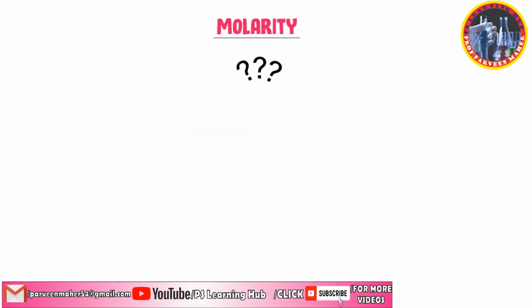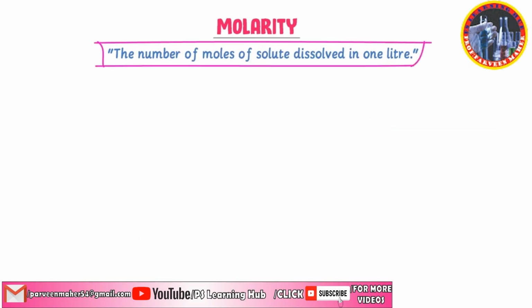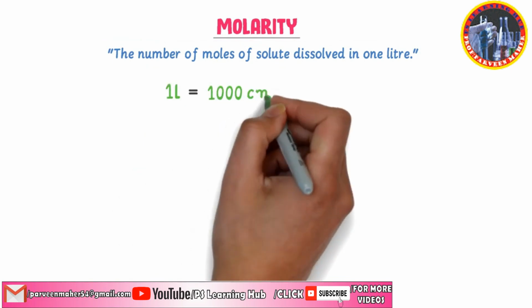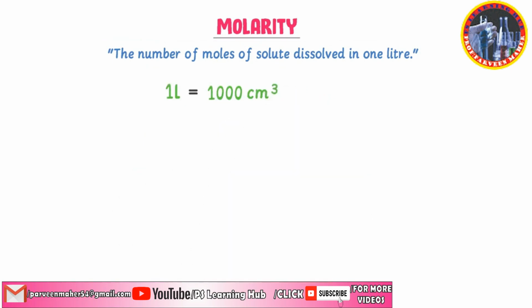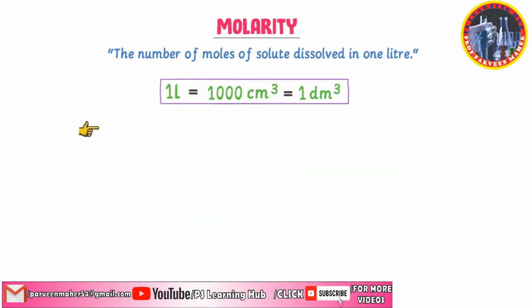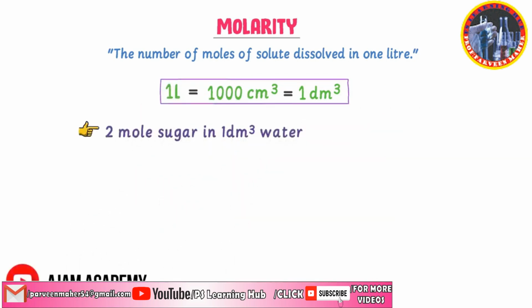Now, what is molarity? Well, the number of moles of a solute in 1 liter solution is called molarity. Let me repeat it. The number of moles of a solute in 1 liter solution is called molarity. Also note it down that 1 liter is equal to 1000 cm cube or 1 dm cube. For example, consider 2 mole sugar in 1 dm cube water.